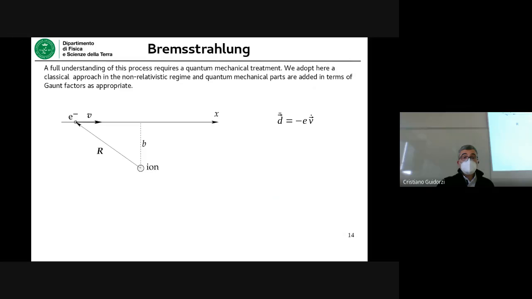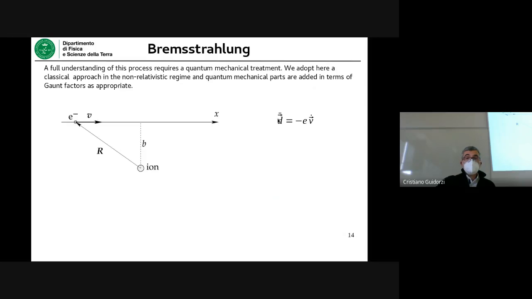In particular, here we take as origin the position of the ion. By taking that as origin, of course, the dipole moment is just minus e times the position of the electron. Here the minus just accounts for the sign of the electron's charge. So e is a positive quantity, and minus e is just the charge of the electron.